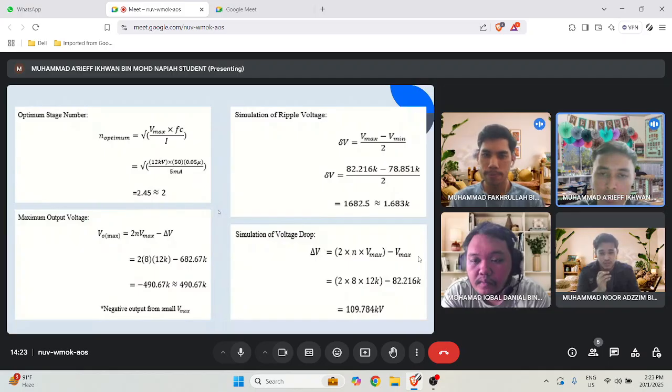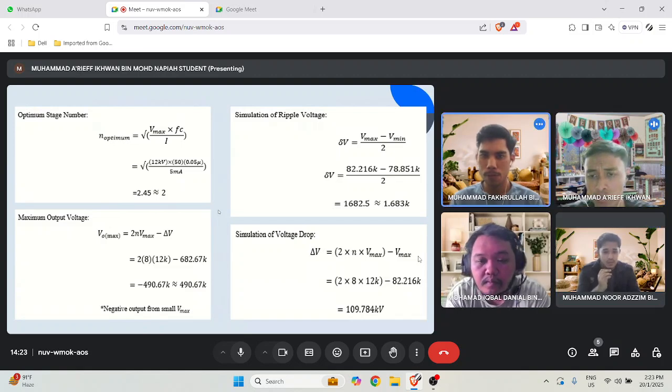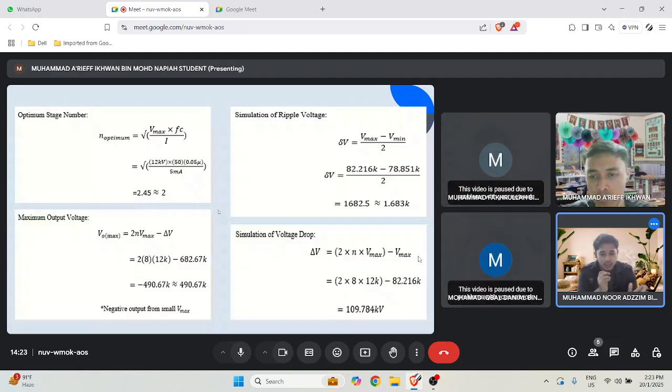The simulation of voltage drop is 2 times n times Vmax minus Vmax. The Vmax in the bracket is the one that we count for the Vs average. So 2 times 8 times 12K minus the Vmax from simulation, that is 82.216K, and we will get 109.784 kilovolt. Next slide.